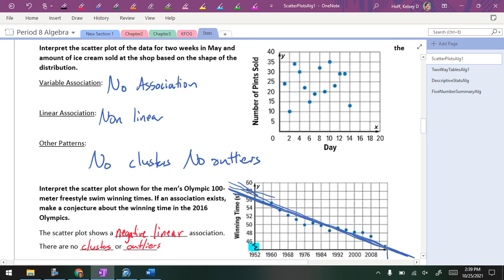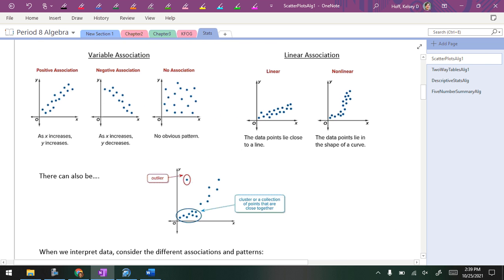Okay, main ideas all go back to this. Variable association, positive, negative, or none. Linear or nonlinear, and then you're looking at clusters and outliers.